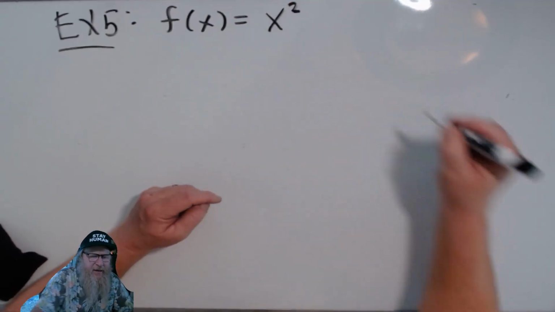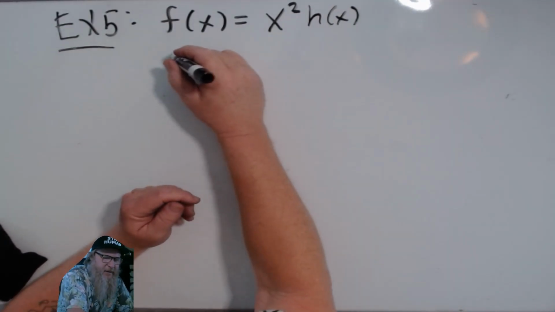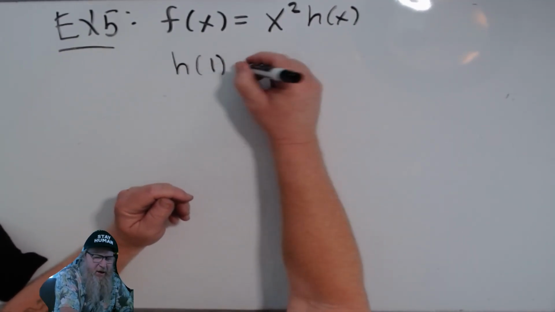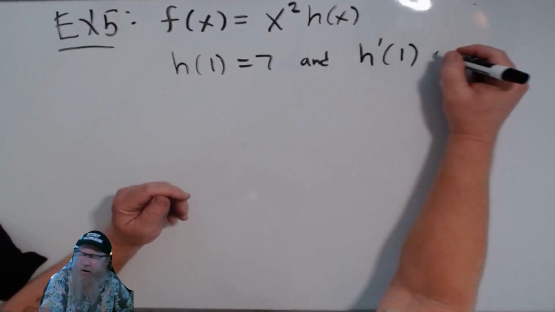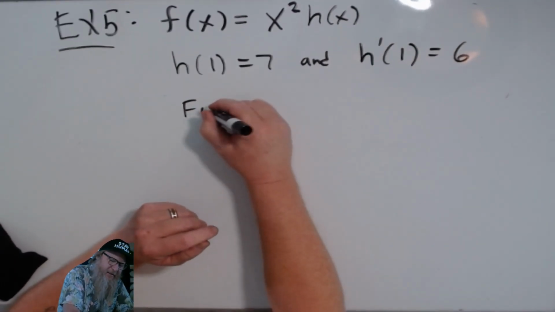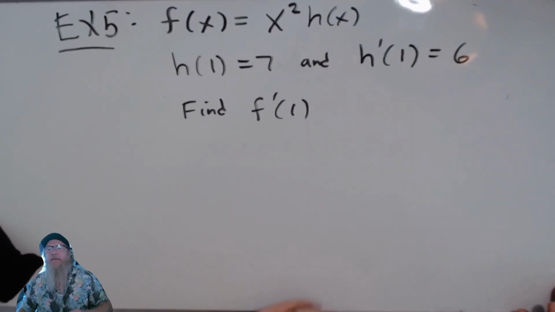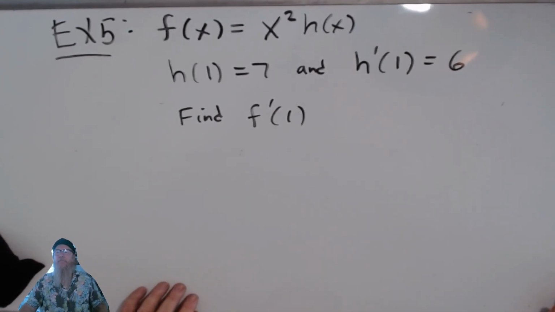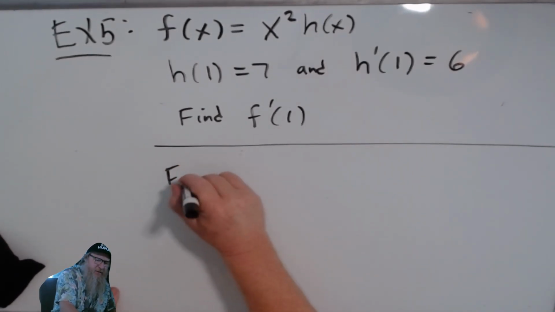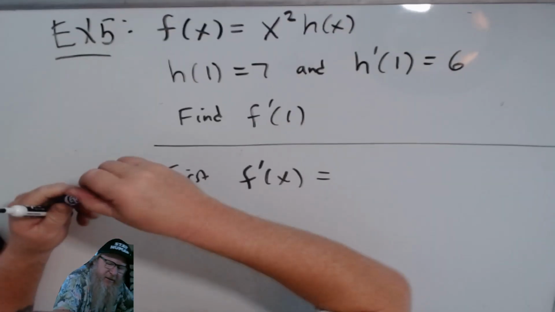So I've got f of x is x squared times h of x. h of 1 is 7. And h prime of 1 is 6. So I want you to find the derivative at 1, f prime of 1. So first, we're going to find f prime of x using this definition.